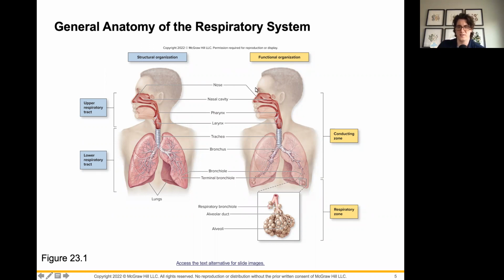So let's go ahead and start here with where the air comes in. So we breathe in and we route that air up into our nasal cavity. So the nasal cavity is part of what we would call the upper respiratory tract. The lower respiratory tract is going to be everything from your voice box down. So we're going to have air enter in the nose, which is here in our upper respiratory tract.